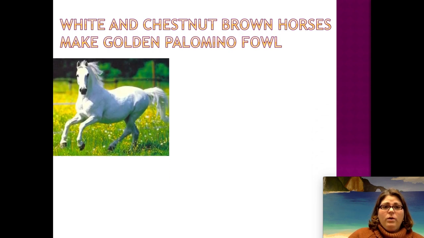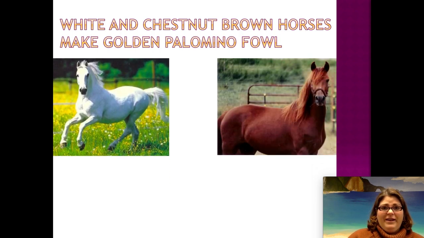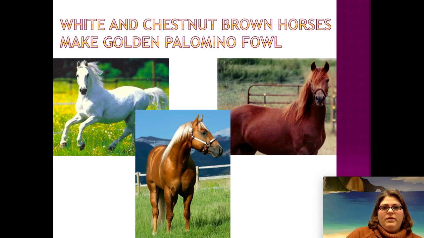Another example would be horses. So we have a white horse, which would be heterozygous for whiteness. A chestnut horse would be heterozygous for chestnut or brown, essentially. And a golden palomino would be that light tan, with the brown showing through a little bit and the white showing through a little bit, combining together to get golden palomino.